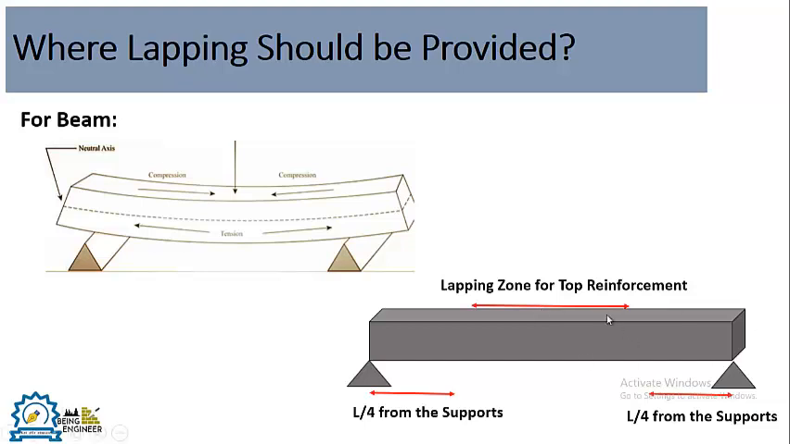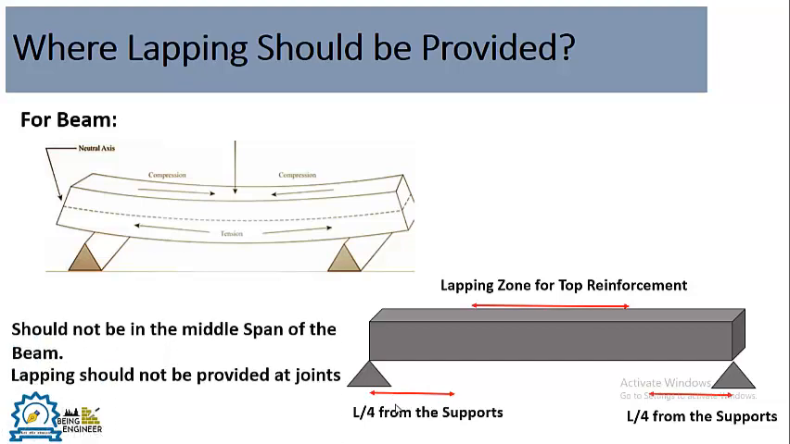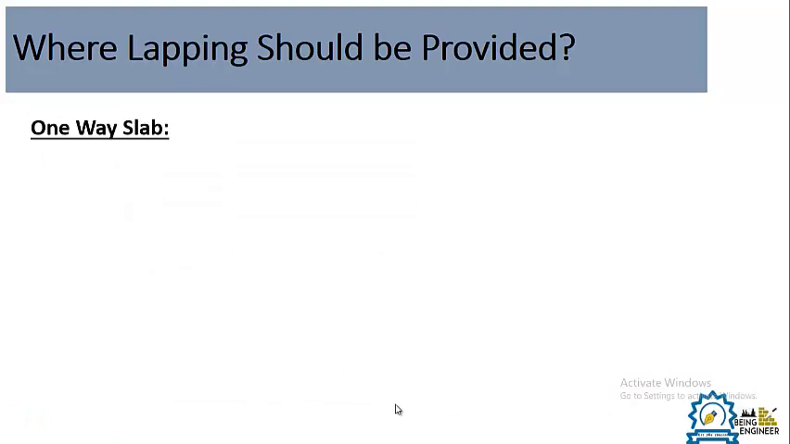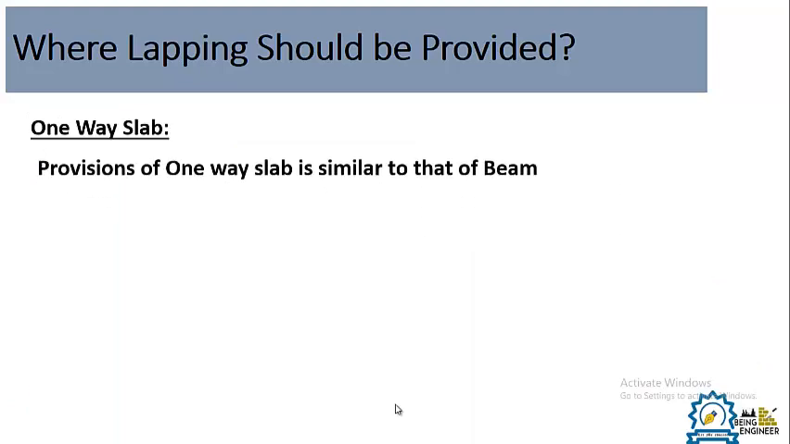For the top reinforcement, lapping should be provided in this region, and for the bottom reinforcement, lapping is provided near the ends of the beam at a distance of L/4 from the face of the column. But it should not be provided in the middle span of the beam, and lapping should not be provided at the joints. In case of slab, there are two types of slab, one-way slab and two-way slab.